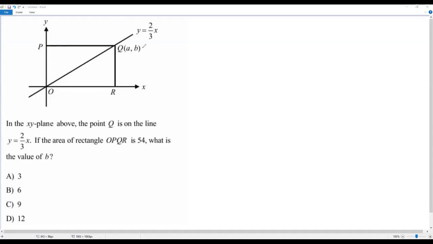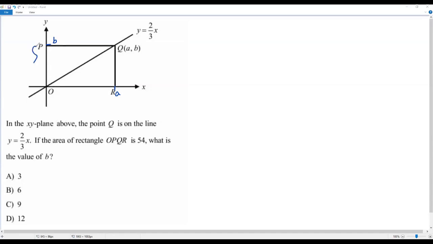Okay, using the given information, we have to find the value of B, which is the y coordinate of the point Q. Now let's consider the point Q over here. At this point Q, the x coordinate is A. That is the value on the x-axis corresponding to this point Q is A. And the value on the y-axis corresponding to this point Q is B. That is the y coordinate. So here we have value B.